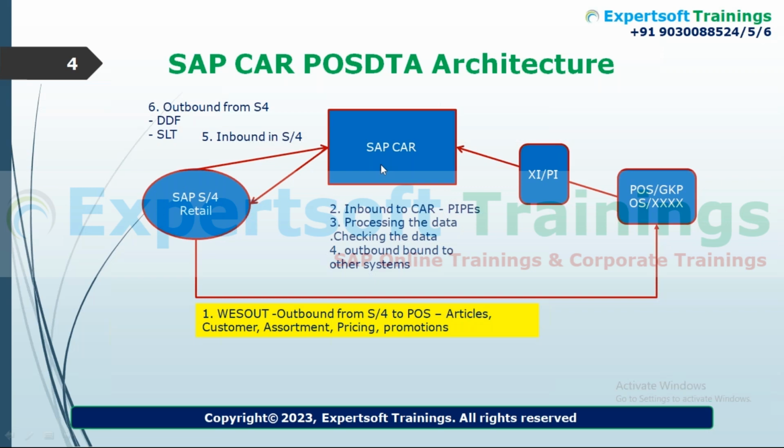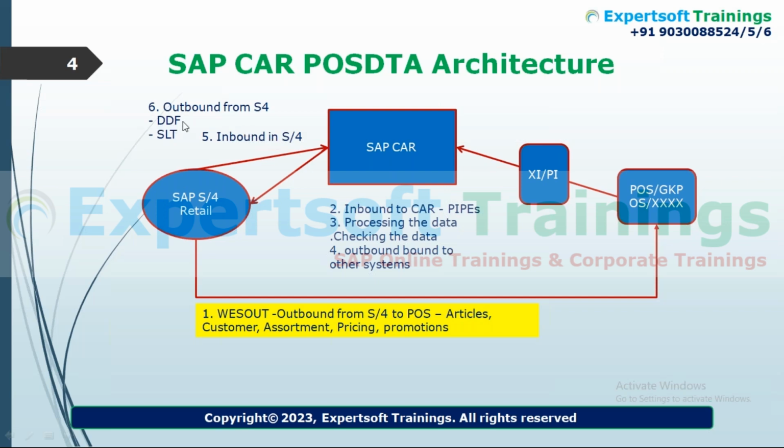This S4 and SAP CAR are integrated, wherein we can see the detailed output when we send the IDOC, when we process the transaction which we receive from POS, that can be sent to S4 automatically, and we can also see the postings in S4, how it happens. Then here I have maintained point 0.6, outbound from S4 DDF. This is actually another topic, but I just have given it here. So these are the six major topics which will fall under POS DTA.